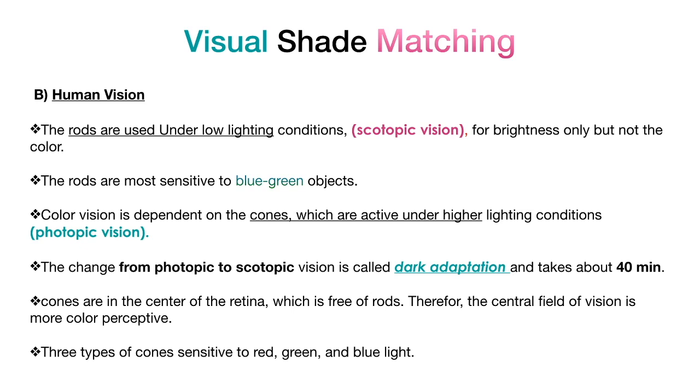So the rods are used under low lighting, and the cones under higher lighting. The rods are more sensitive to blue-green objects, and that means scotopic vision. For the cones, it means dark adaptation, okay? Dark adaptation is the term used when we change from photopic to scotopic. Photopic means color vision under higher lighting. We need 40 minutes to be able to distinguish between the dark and light.